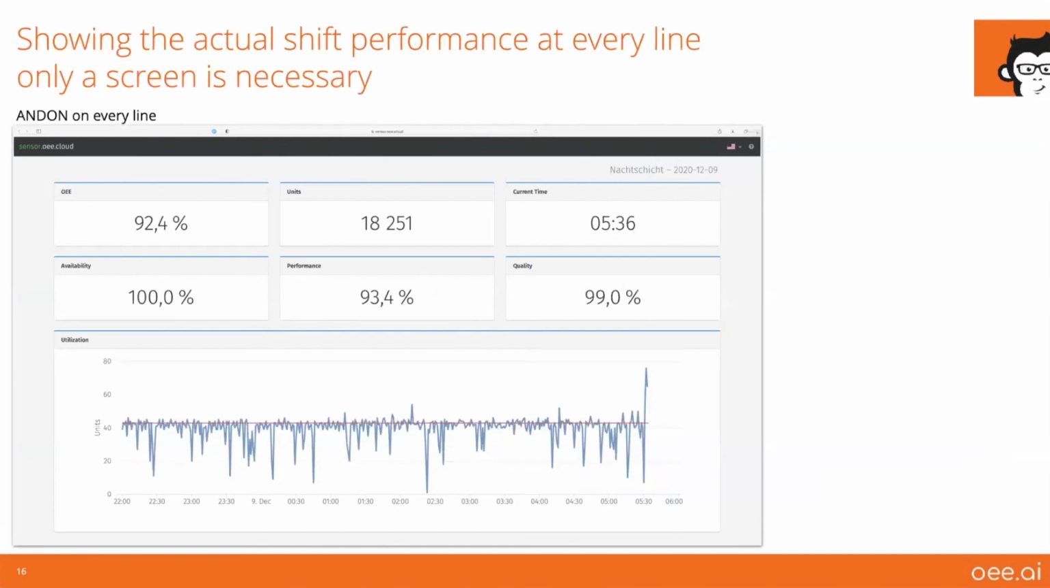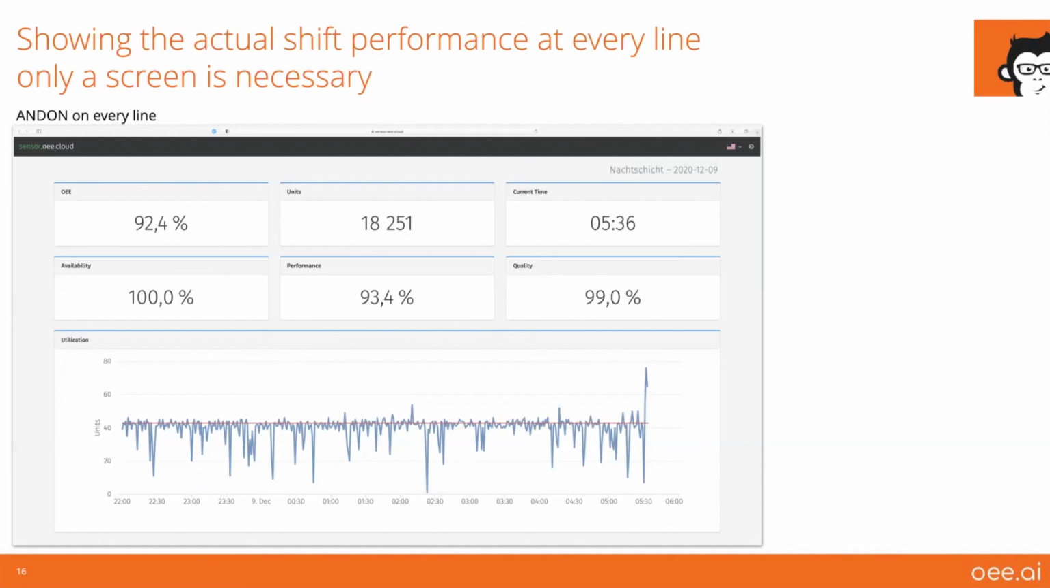You also have the possibility to have an add-on board, showing the actual performance of the shift. I had to be fast this morning because the shift ended at 6 o'clock, so I wanted to have the full shift here. You can see that the shift started at 10 o'clock in the evening, 2200, and goes up to 6 o'clock. And you can see that the OEE of that machine was really running well, at 92.4%, because we didn't have a breakdown in that shift.